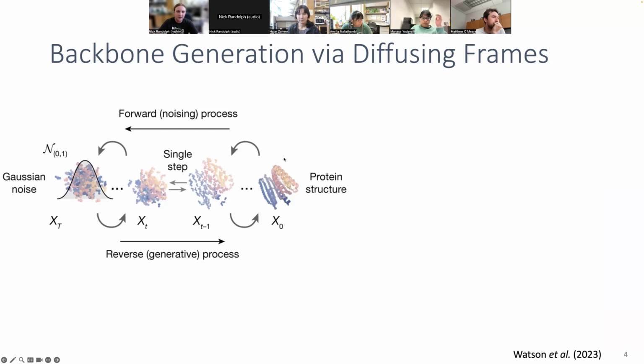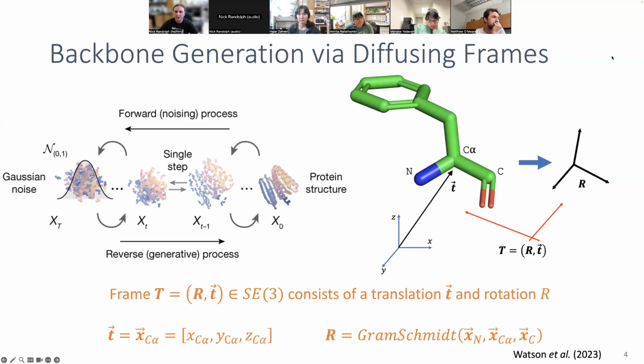And this is trained by actually taking true protein structures, noising them, and then learning the reverse process. So we've talked a little bit about diffusion, so you should be pretty familiar with this. I want to mention how these frames are actually constructed because I think that's very interesting, and it's not super clear how that's done. But this is an illustration that I made earlier to highlight this.